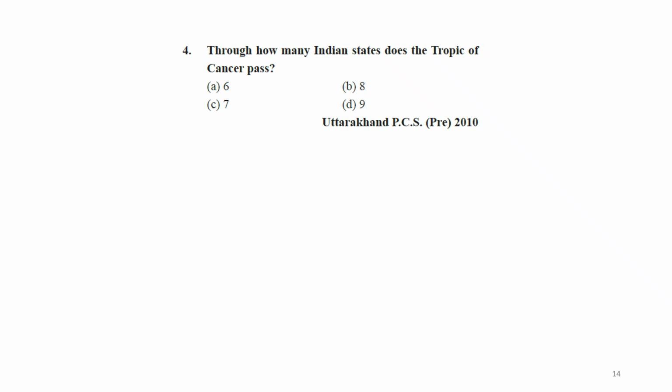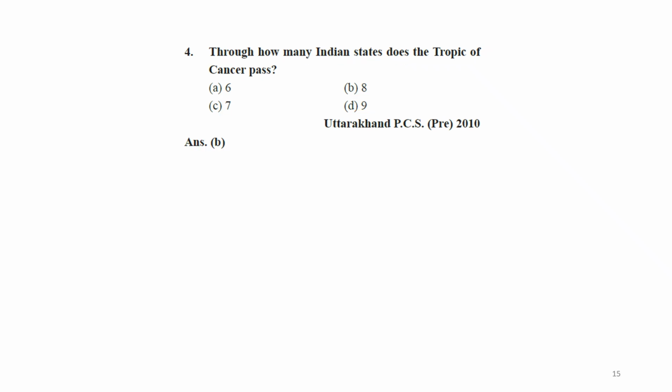Again, as per the previous explanation, we can easily answer this question. How many Indian states does the Tropic of Cancer pass through? 6, 8, 7, 9. We have seen in the explanation there are a total of 8 states. So the answer will be B. There are 8 states that the Tropic of Cancer passes through. Now you can see this question is asked in Uttarakhand PCS.